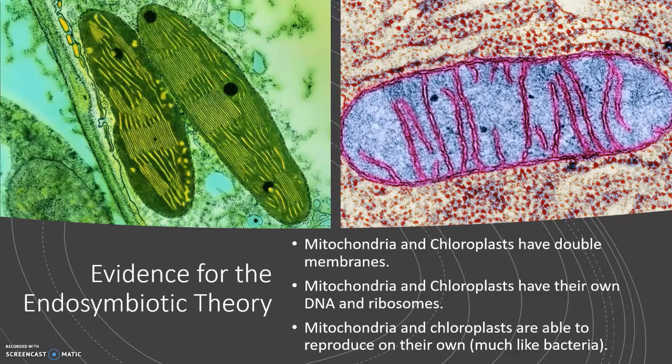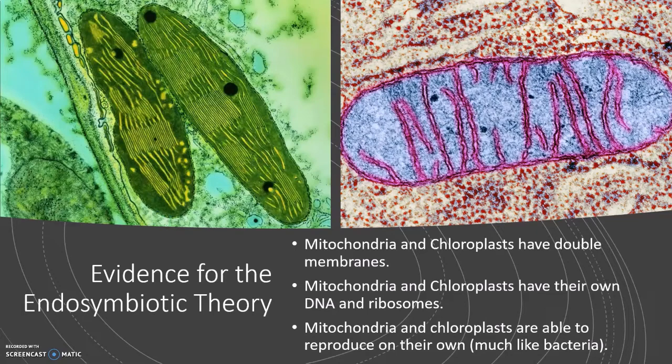First of all, both of them have double membranes. That makes sense if we think about if you're engulfing a cell, that original cell would have had its own membrane, plus surrounding it with the membrane of the larger cell would result in a double membrane structure, and that's exactly what we see in both mitochondria and chloroplasts.